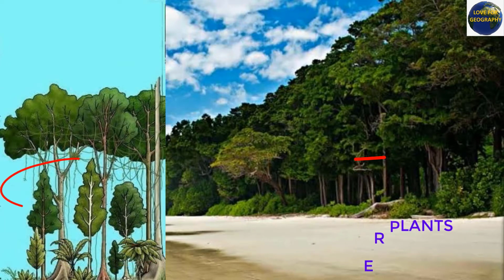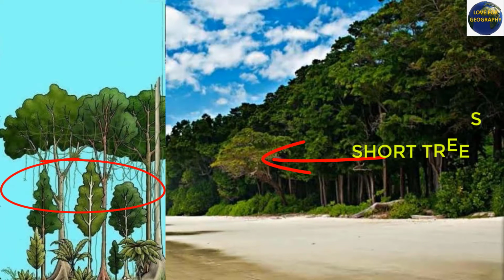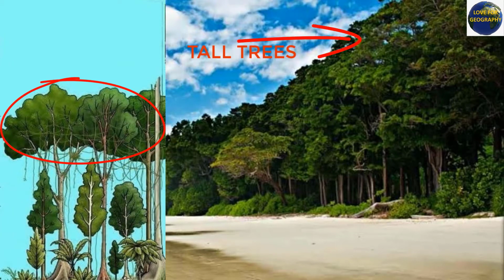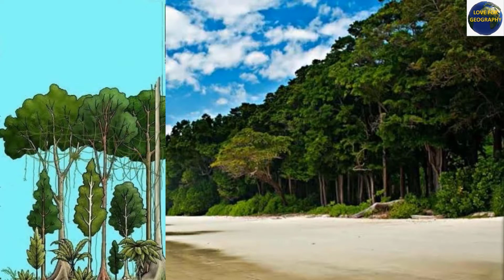After that, you will find short trees of around 20 to 30 meters height, and then comes the tall trees which grow about 60 meters high above the ground. These trees are tall because there is a competition among the trees and plants of the tropical forest for sunlight. The taller ones enjoy the maximum amount of sunlight. They constantly struggle and fight to grow taller so that they can have the maximum sunlight.